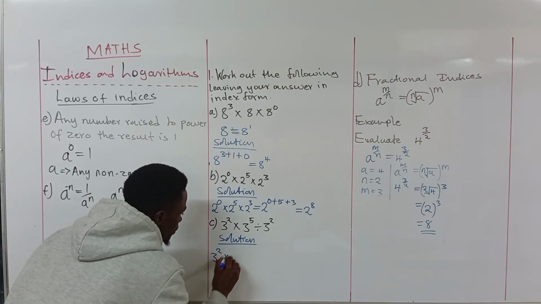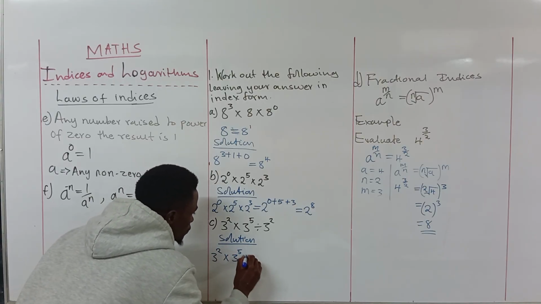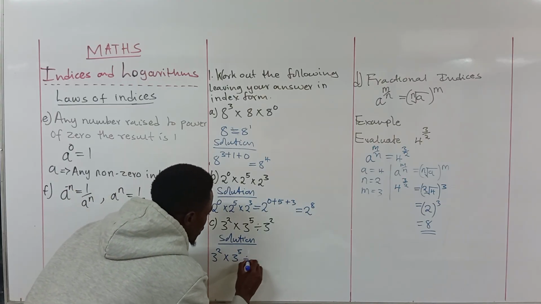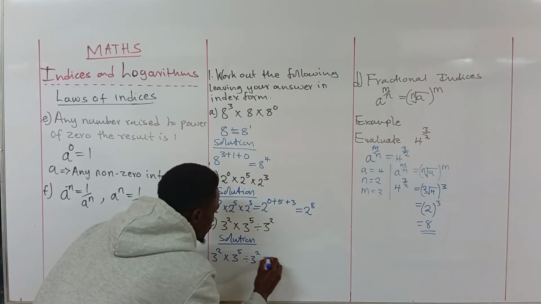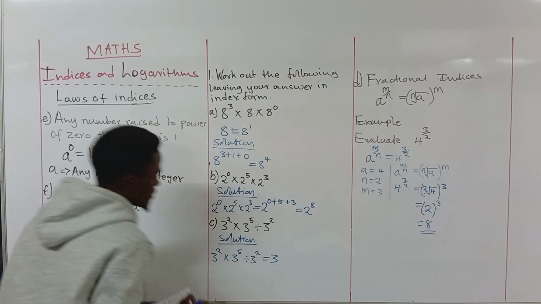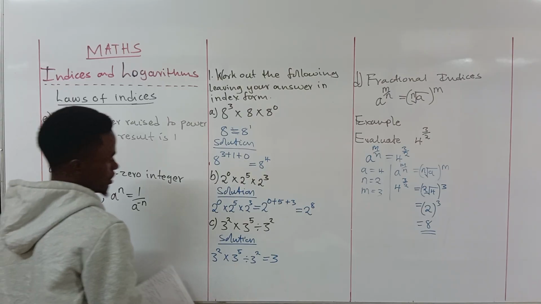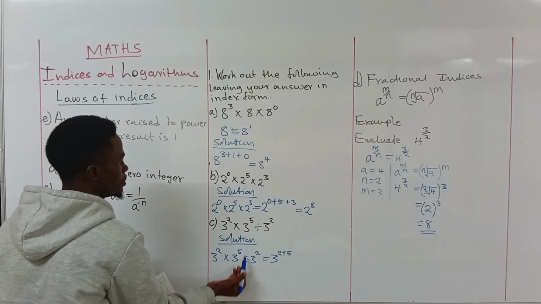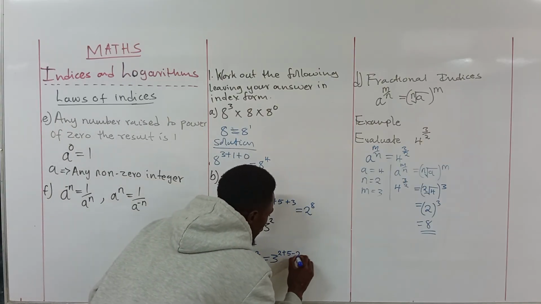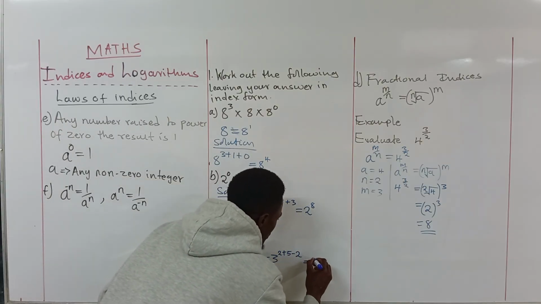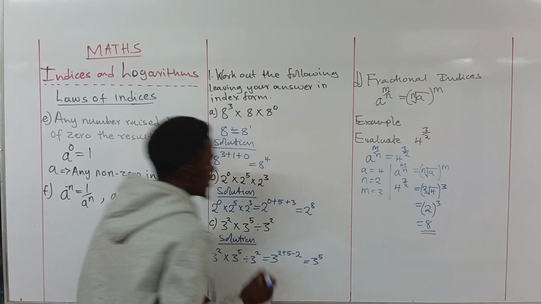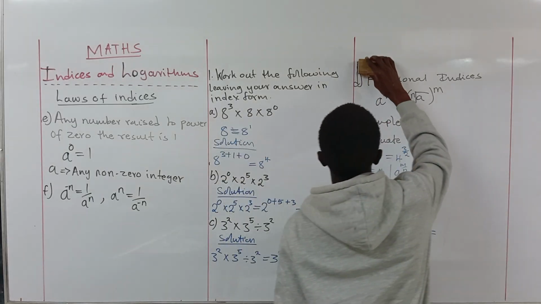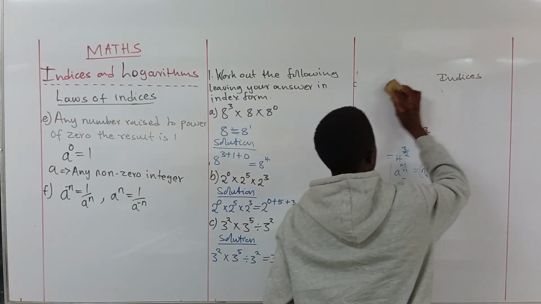So our solution becomes 3 power 2 times 3 power 5 divide 3 power 2. We maintain the base, so 2 plus 5. Now on the division, we introduce minus, and then 2. And then our answer is going to be 3 power 5. Our answer is 3 power 5. We have another question we need to attempt here.